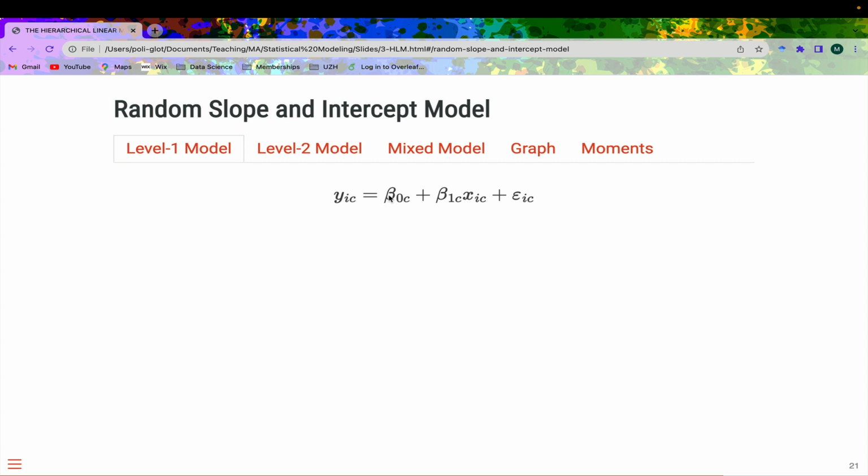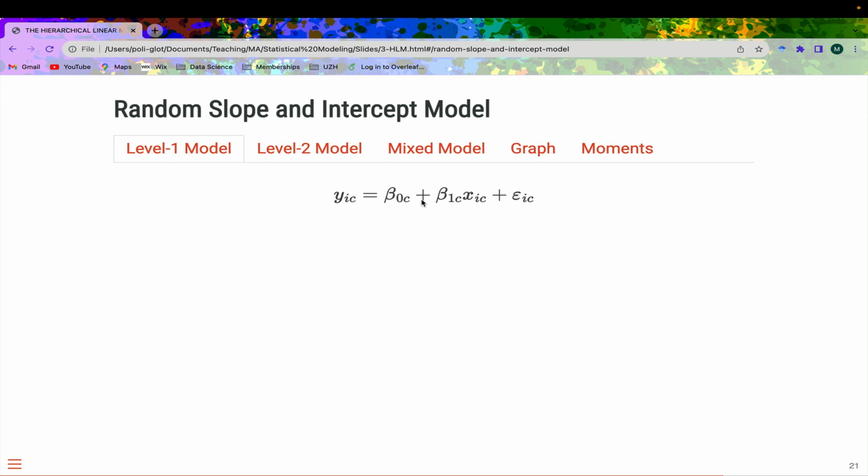Y sub IC, so that's the trust of individual I in country C, is equal to an intercept, beta 0c, that we had also in the random intercept model. But now you'll notice that the effect associated with political efficacy, XIC, is also written with a subscript C. Beta 1c is the effect of political efficacy. And because there is a C in the beta, it means that we're basically saying the effect of political efficacy does not have to be the same across all countries. And then, of course, we have the usual individual or level 1 error term, epsilon IC.